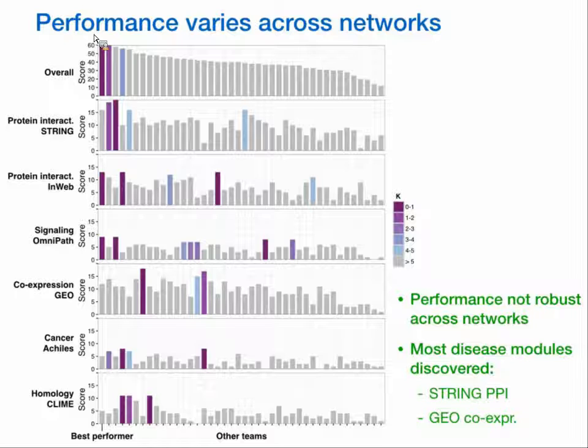So signaling and protein interaction, and also here it's actually ranked third. So it seems the top performer is doing quite well on the protein networks, but other methods actually do better on the co-expression network. Also on the networks, we see that the STRING network actually led to the most disease modules, followed by the co-expression network. So this looks very promising for the community predictions, which hopefully will make this more robust.